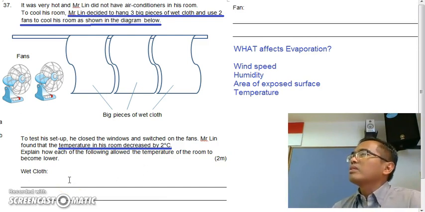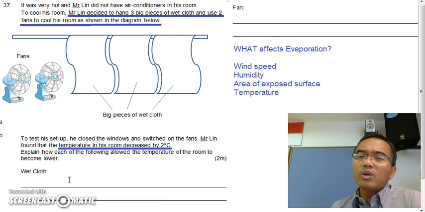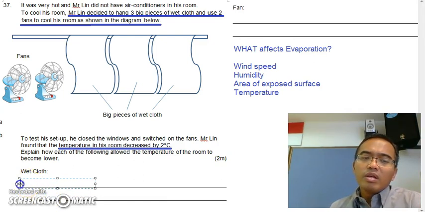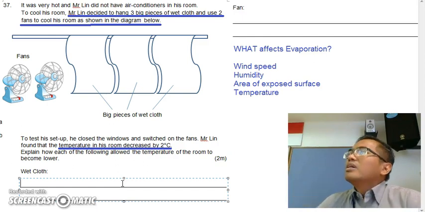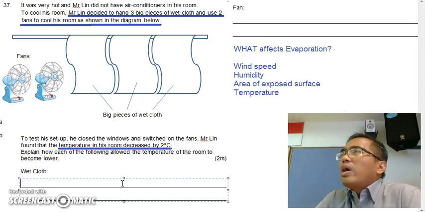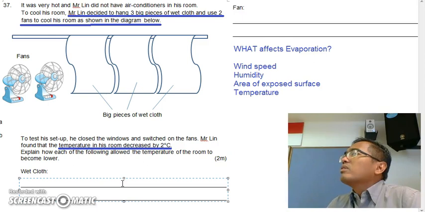What do you think the wet cloth does? It condenses. Wet cloth condenses. For you to condense, you need to be a water vapor, right? Wet cloth is wet with water, so evaporate. So when it evaporates, what happens?